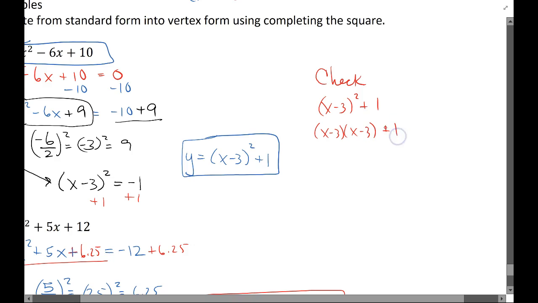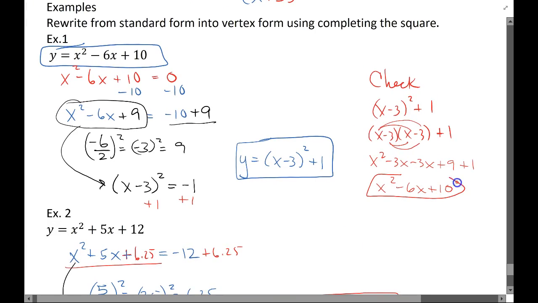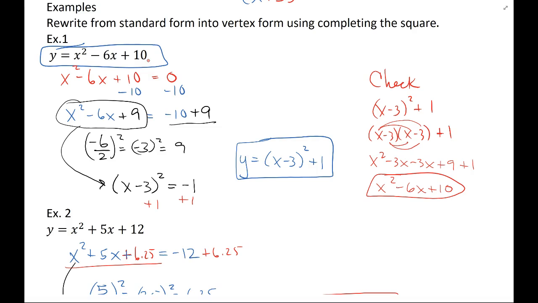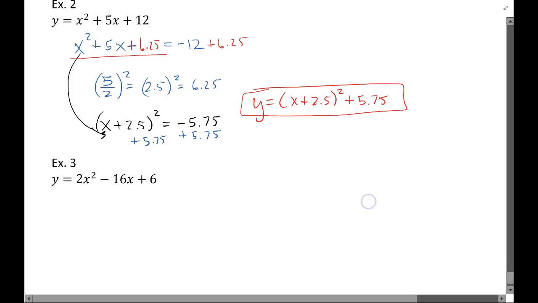And I showed you a shortcut for that before, but if you forget, you can always write it like this and do your FOIL. And so we get x squared minus 3x minus 3x plus 9 plus 1. And so x squared minus 6x plus 10, which is what we originally started with. So we know we're correct. And you don't have to do that check. It's good to know how to do that. But again, like I said, for a quick check on a test or quiz, you can look at these in your Y1 and Y2 of your calculator and check the tables.